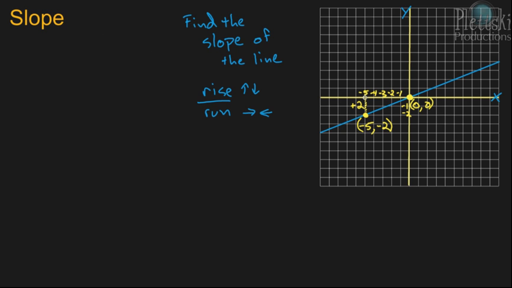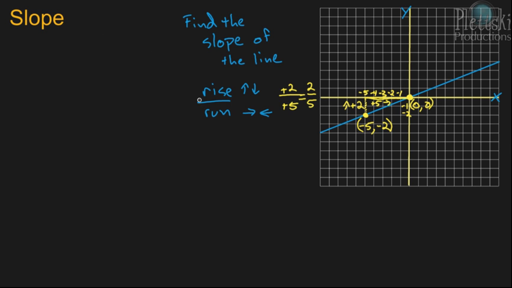And then how far to the right do we have to go? We have to go 1, 2, 3, 4, 5. We have to go 5 to the right. So we have to go plus 5 in the x direction. So we go plus 2 and plus 5. The change in y, or the rise, will be plus 2, and the change in x is plus 5. So our slope's going to be 2/5.